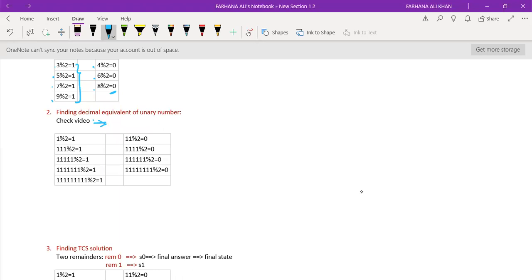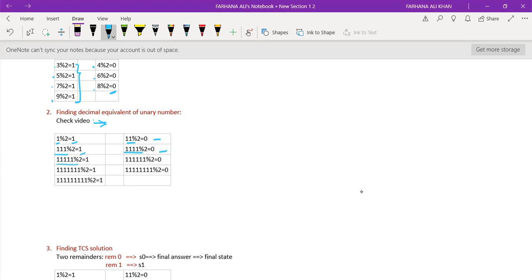Now I have taken the unary number 1, which is also not divisible by 2, having the remainder 1. Here this is the number 2, the unary number having 2 ones. It is completely divisible by 2 with the remainder 0. Number 3 is not divisible by 2, having the remainder 1. Number 4, that is 4 occurrences of ones, is divisible by 2 with the remainder 0.